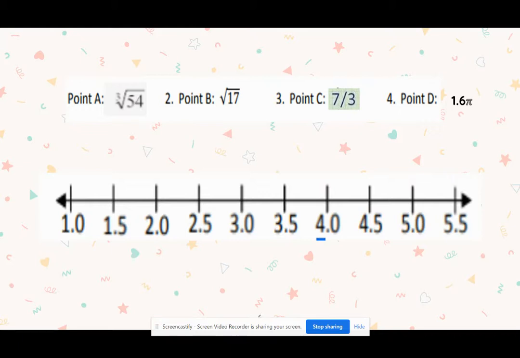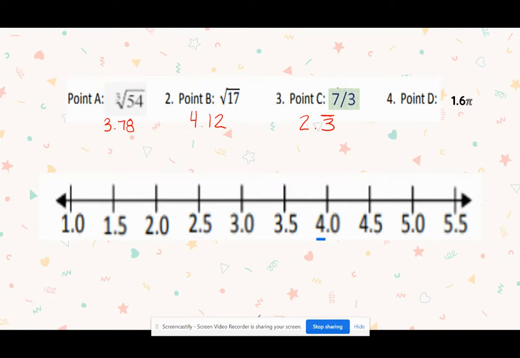So point A is the cubed root of 54. 3, second, caret, 54. And I get about 3.78. So I'm going to put that right there, 3.78. Next up, they have the square root of 17. So second, x squared, 17. And they get about 4.12. 4.12. Next up, we have 7/3, which is just 7 divided by 3. And when I do that, I get 2.3 repeating. So 2.3 repeating. So I put a little bar.